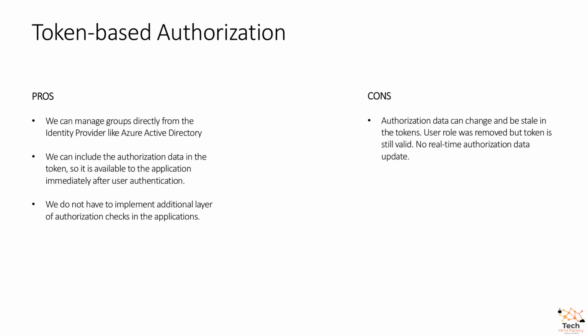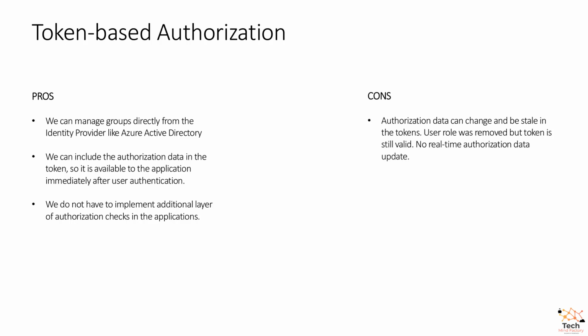But let's say that for any reason we decided to change the role for this user from writer to reader. This is the problem. Obviously, on the Azure Active Directory side, we could change this app role, and now the user will have a reader role, but the information in the token is still valid because the token is valid. So the application does not receive information that authorization data has changed.